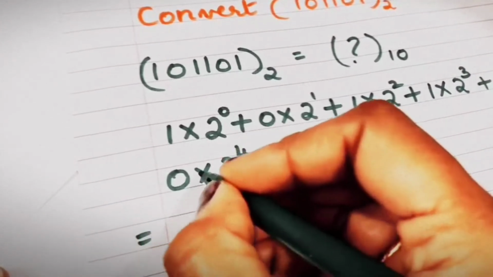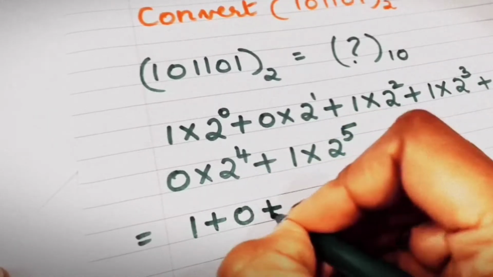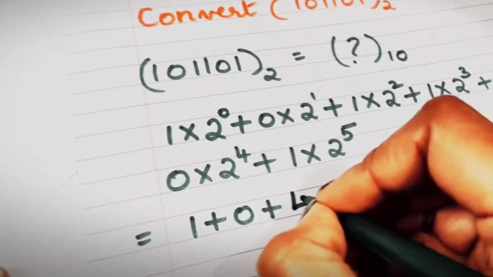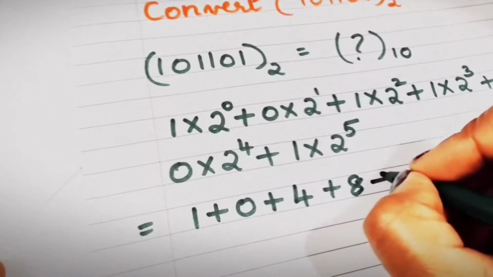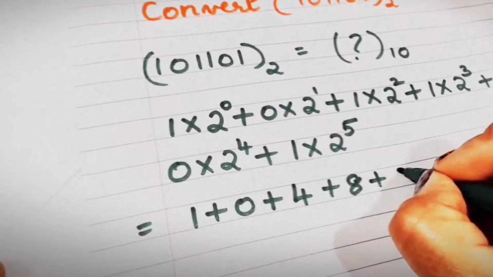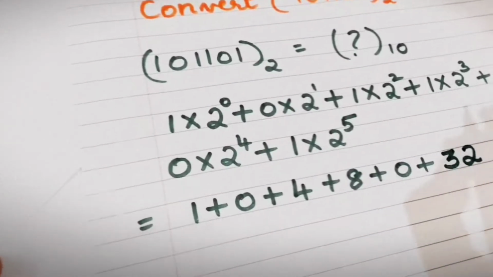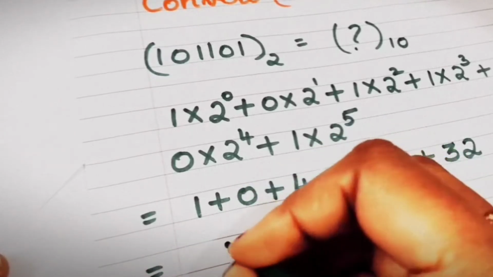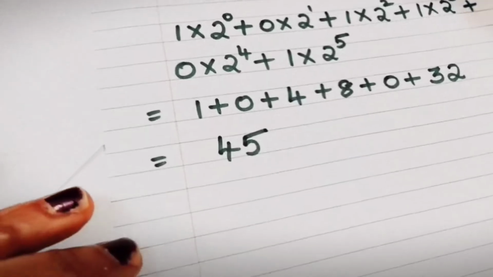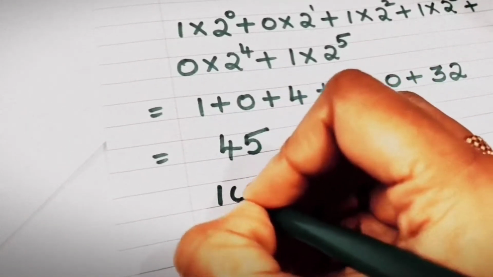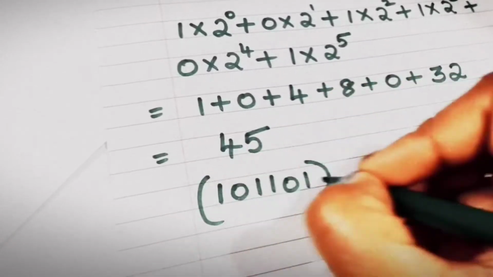1 into 2 raised to 0 is 1, plus 0 into 2 raised to 1 gives 0, plus 1 into 2 square gives 4, plus 1 into 2 cube gives 8, plus 0 into 2 raised to 4 gives 0, plus 1 into 2 raised to 5 gives 32. Now after we add it up, we get the result as 45. So that's it. This is the decimal equivalent of the binary number.